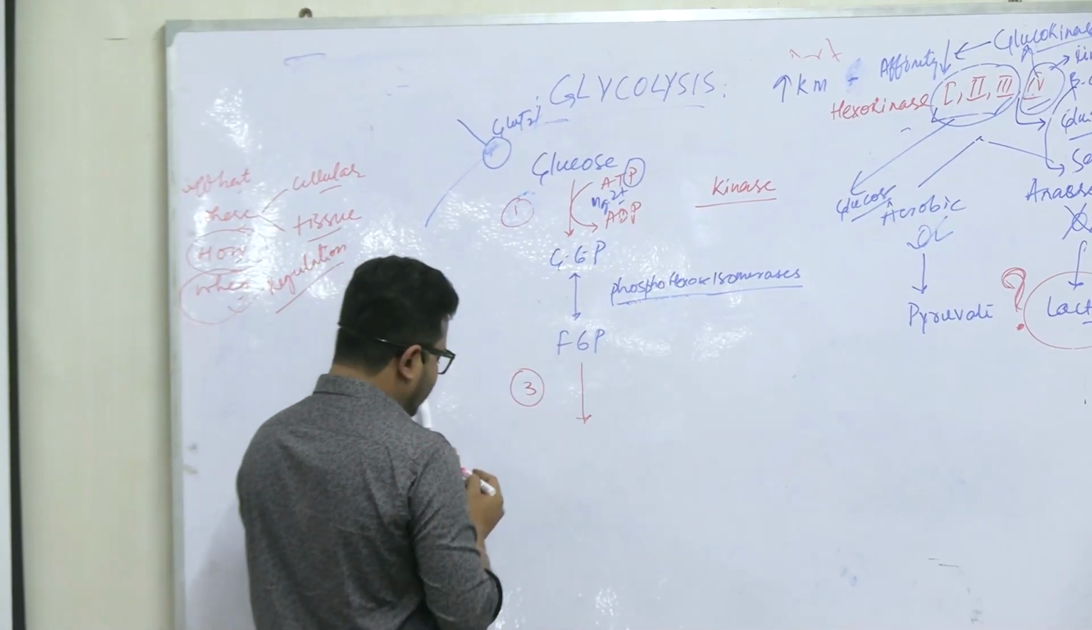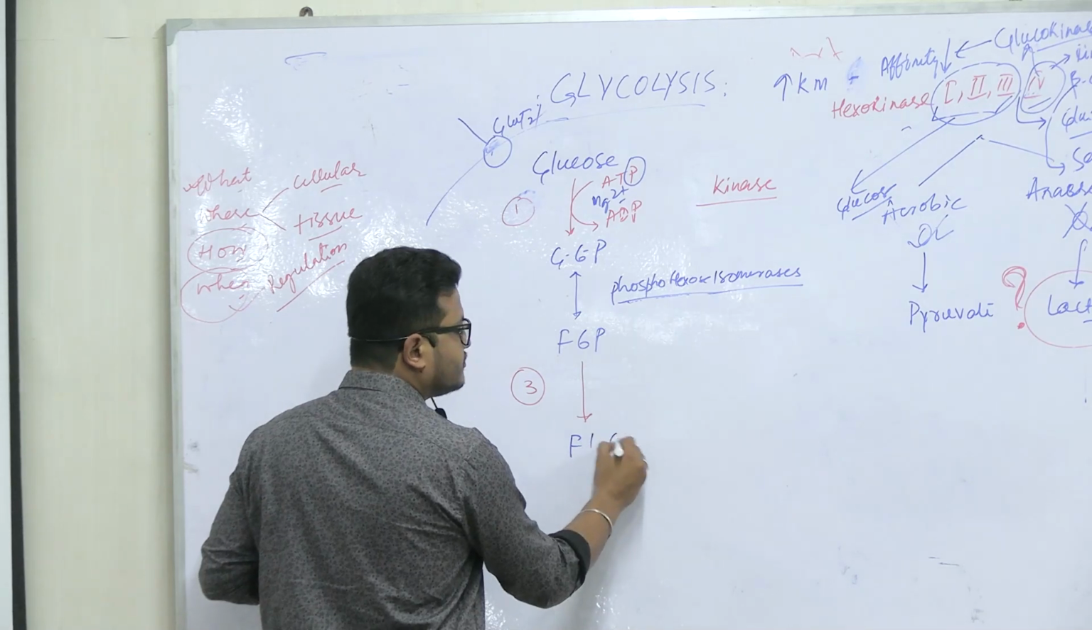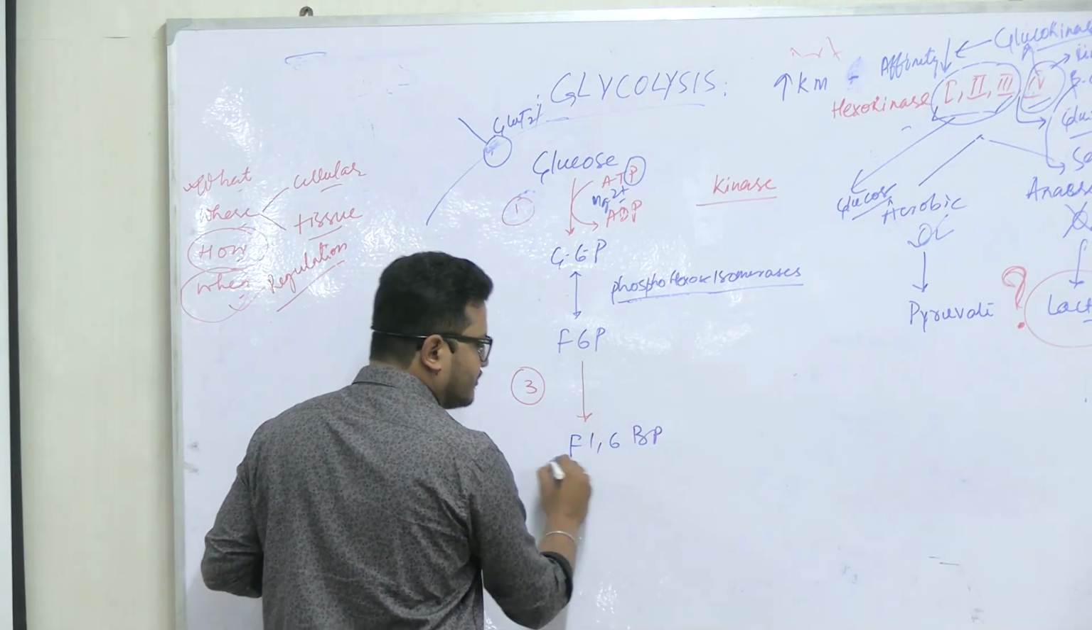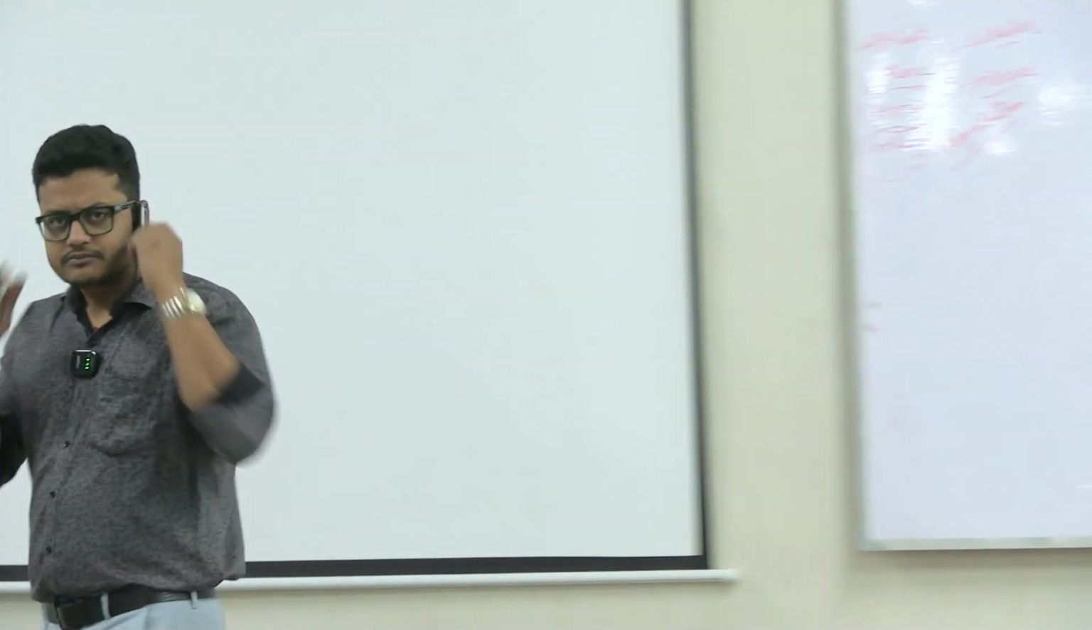Fructose 6-phosphate is converted into fructose 1,6-bisphosphate. Why do we add bis?